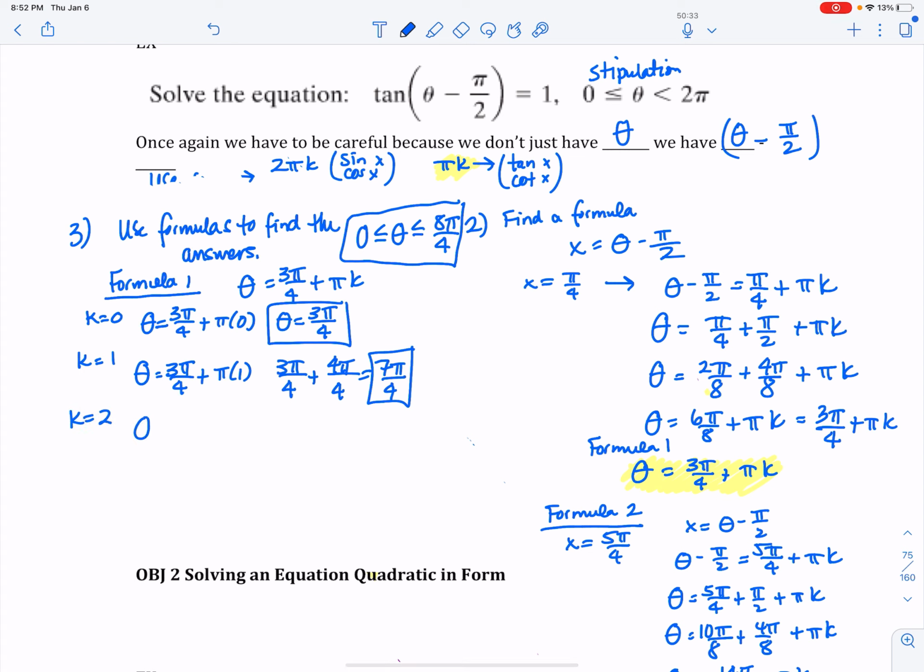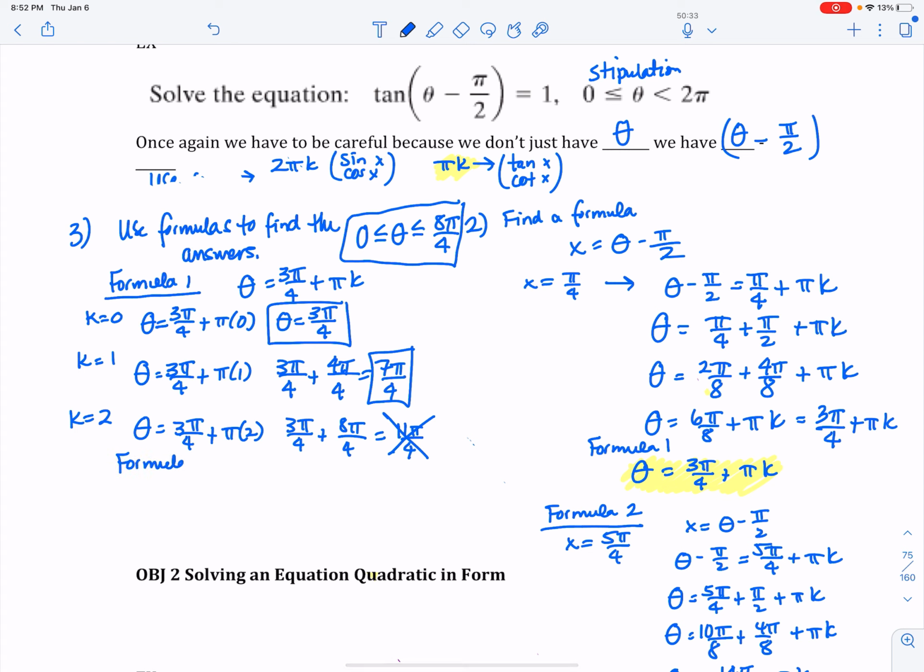K equals 2 will give me trouble because we have 3 pi over 4 plus 2 pi. Now I know this is going to exceed it because my stipulation ends at 2 pi. But if you don't see that and keep on adding it, 8 pi over 4 is equivalent to 2 pi. This is going to be 11 pi over 4, too big. Okay? So far I have 2 answers.